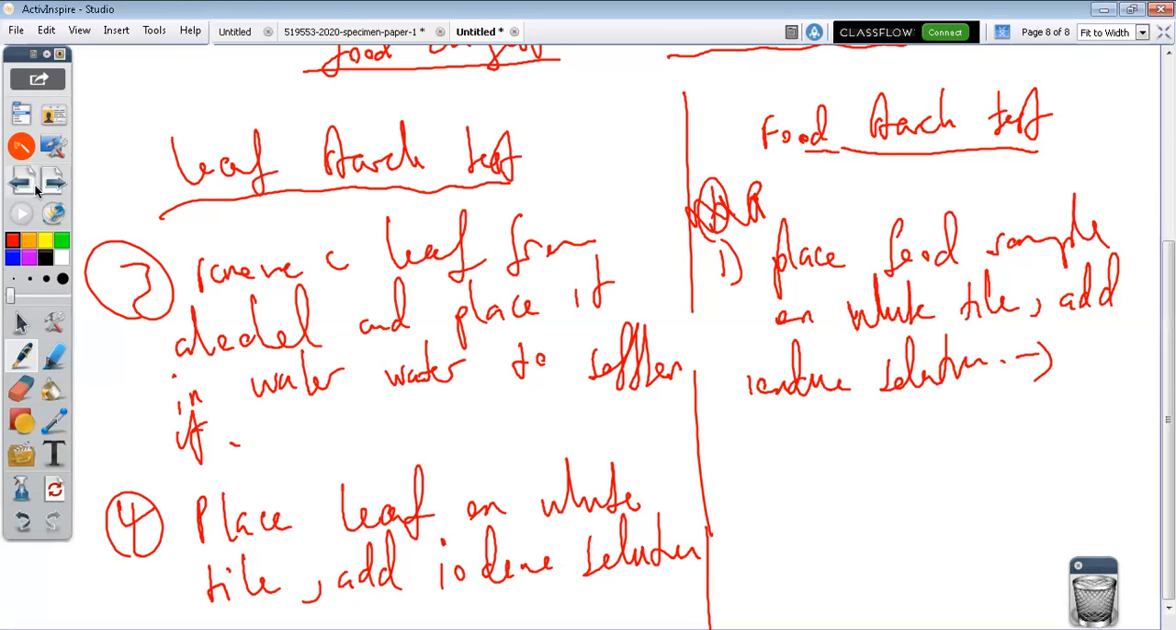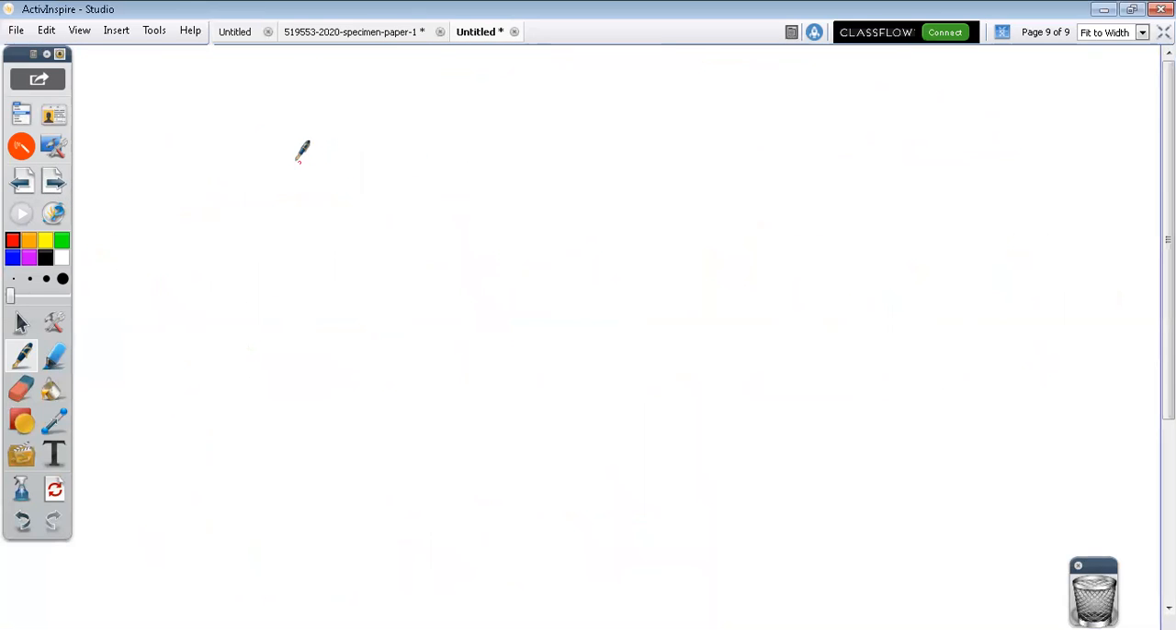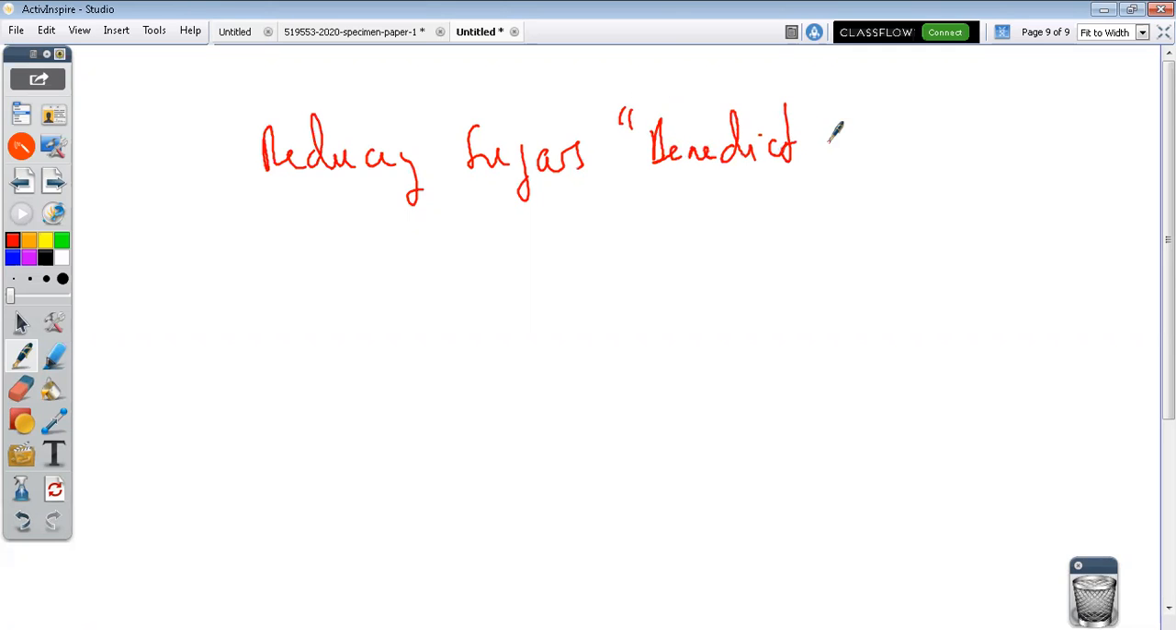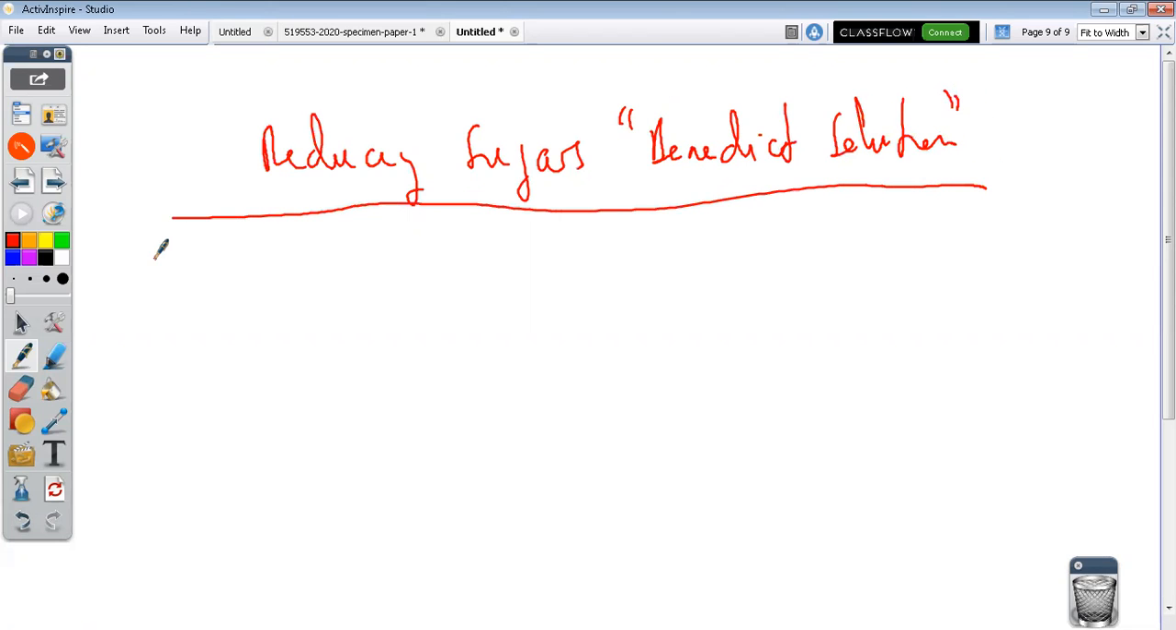Everyone? Now let's talk of testing for protein. What do we use? In fact, let's start with the reducing sugars, what we have just learned. For reducing sugars, we use what is known as what? Benedict solution, or Benedict reagent. So what do we do? Who knows what we do? What should we do?